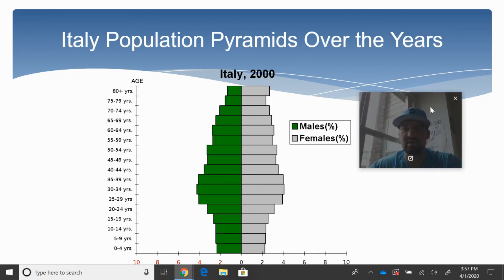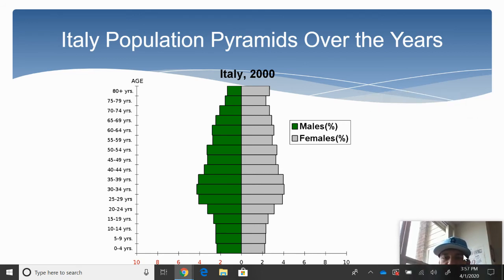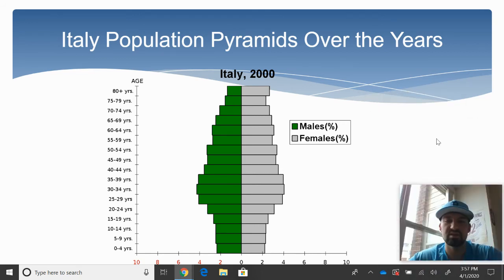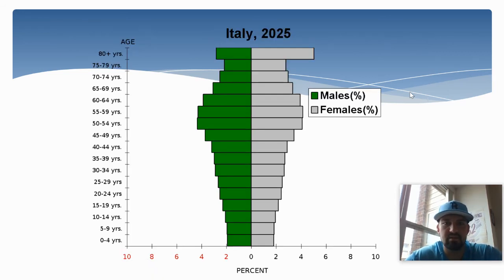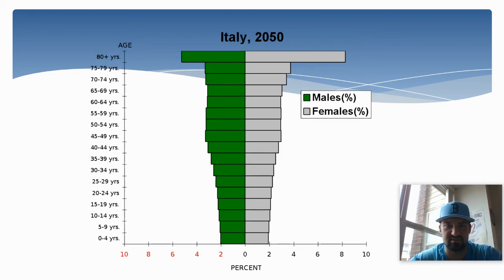So I just want to take a look at Italy's population pyramids over the years here. So in 2000, this is what Italy's population pyramids look like. All right, so this is probably like a no growth model, I would say. This is a prediction for 2025. All right, now this is definitely a negative growth model. They're definitely losing population here. And let's take a look at what the prediction is for 2050. It's still even more dramatic. They're just going to keep losing and losing people.